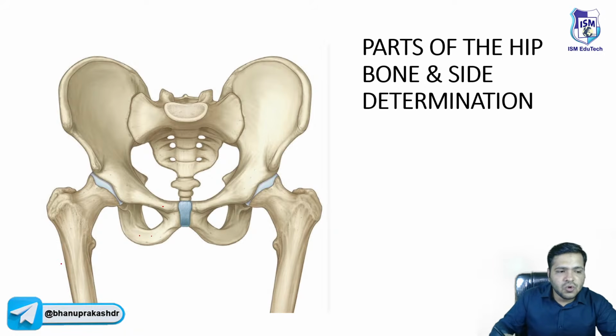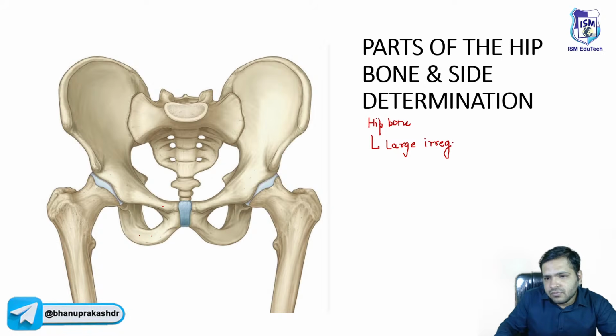Now you already know the hip bone. Okay, if I say hip bone, remember beta, hip bone, it is a large irregular bone. Okay, and these two hip bones, this is the right hip bone according to the normal anatomical position, and this is the left hip bone. Basically they constitute the pelvic girdle.